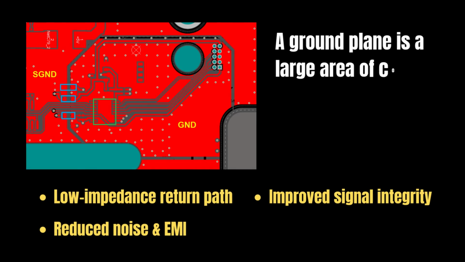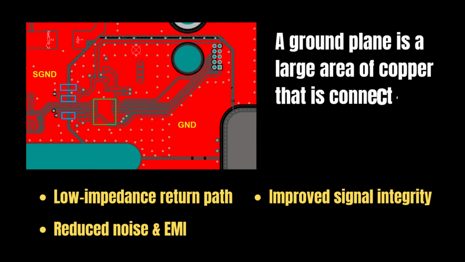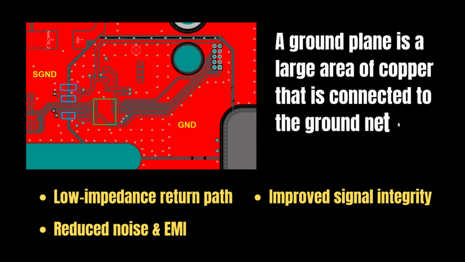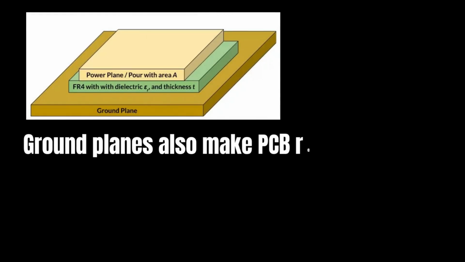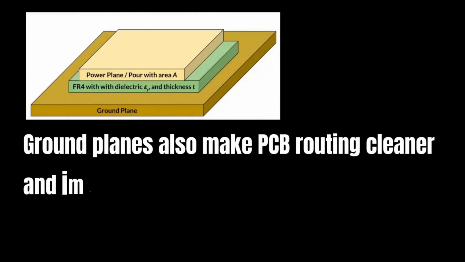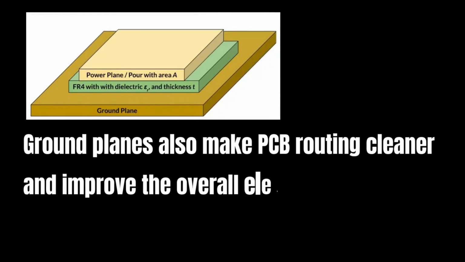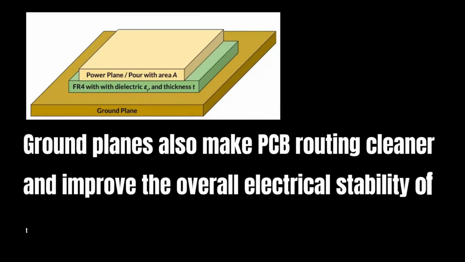A ground plane is a large area of copper connected to the ground net of the circuit. Instead of using multiple thin ground tracks, a ground plane provides a low impedance return path for signals. It helps reduce noise, improve signal integrity, and minimize EMI, especially in high-speed or sensitive circuits. Ground planes also make PCB routing cleaner and improve overall electrical stability of the design.